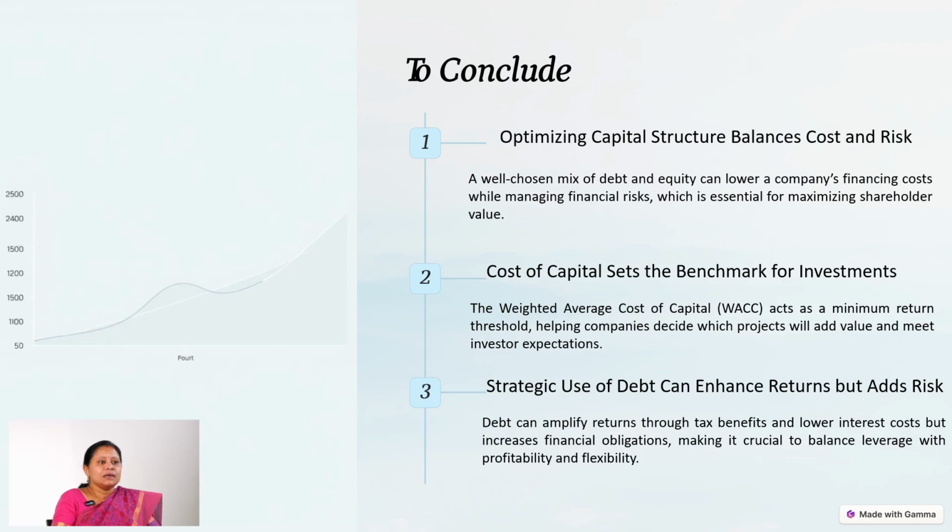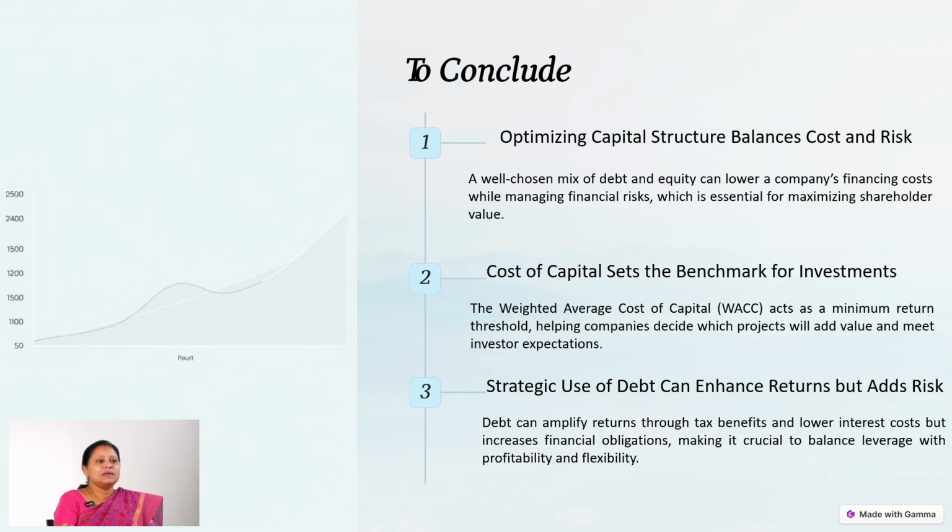Another important takeaway is strategic use of debt, which enhances returns for shareholders through leverage and tax benefits. By using debt, companies can capitalize on the lower cost of borrowing and the tax deductibility of interest payments, which can improve profitability. However, this approach also increases financial obligations as debt must be repaid regardless of profit.